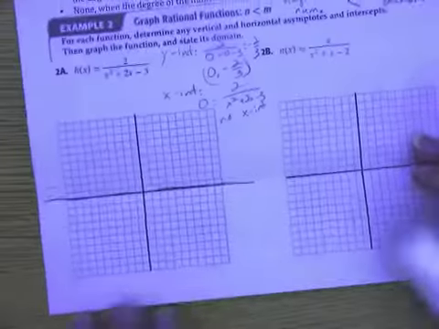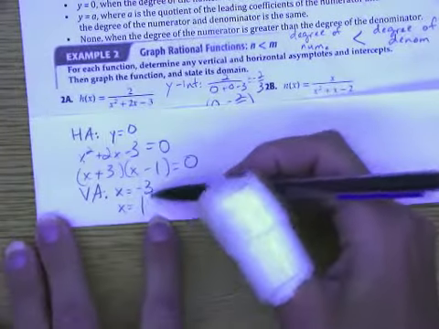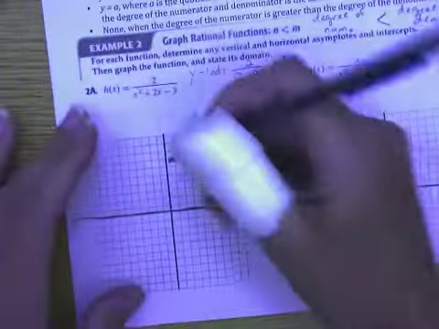Then it's asking us to graph. Okay, so I'm going to fold the paper back over so I can see this stuff that I wrote down earlier. I have a horizontal asymptote at y equals 0. So that's here.